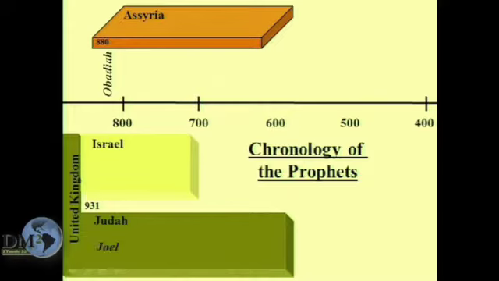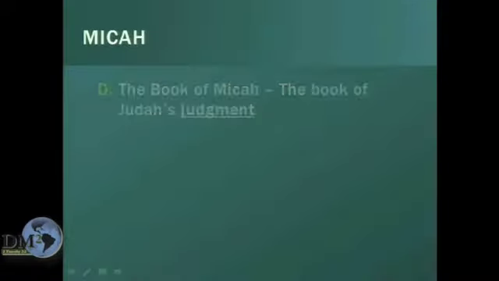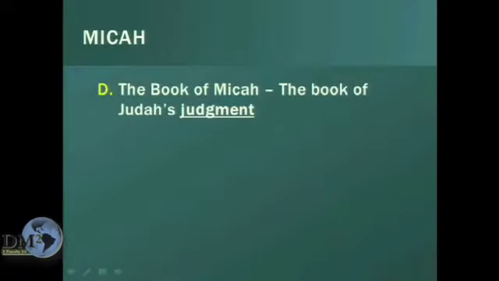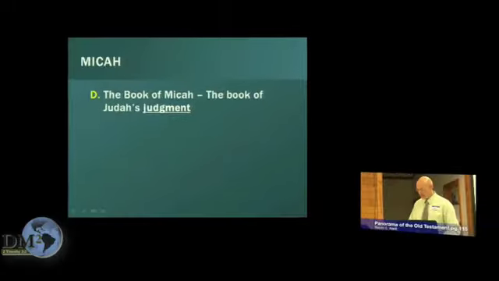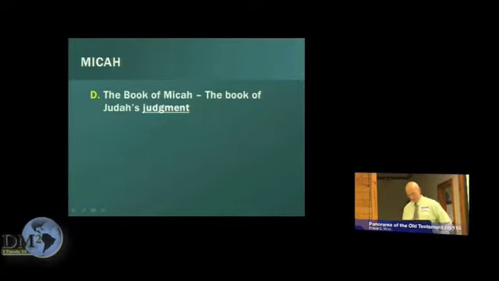So quickly here, we're going to plot back. We have Isaiah and now Micah. Micah is a contemporary with Isaiah. The book of Judah's judgment. It's the second book of Judah's judgment.